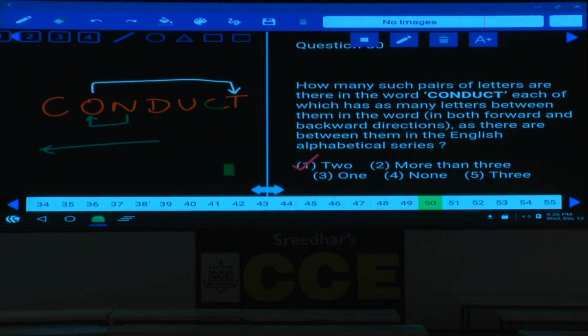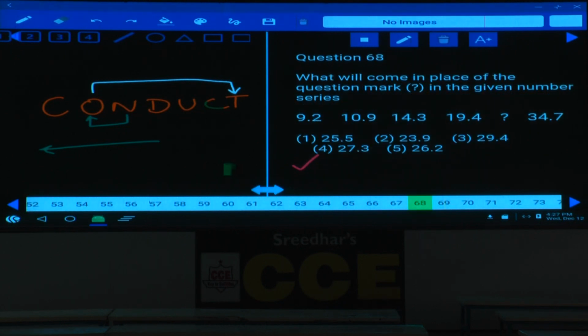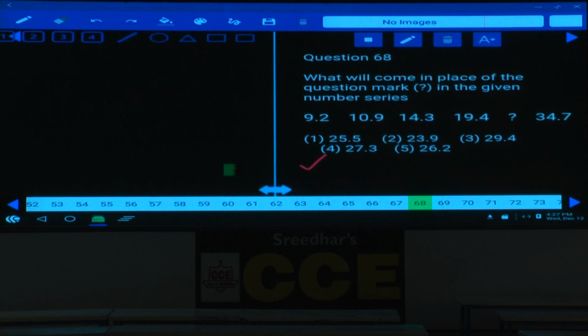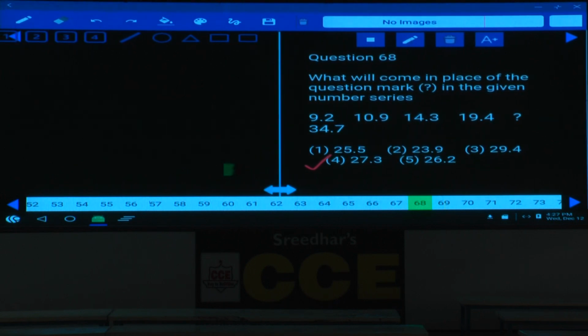Yes, anything else? Number series, question numbers 68 onwards. Now question number 68. What will come in place of the question mark? Now 9.2, 10.9 and so on. Earlier in these types of questions we have discussed a strategy. What is that here?